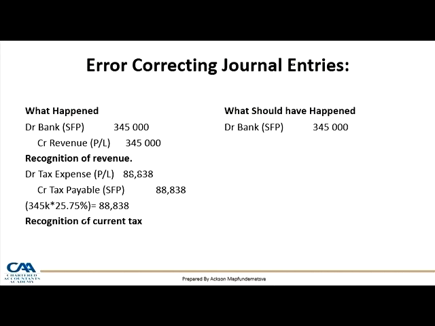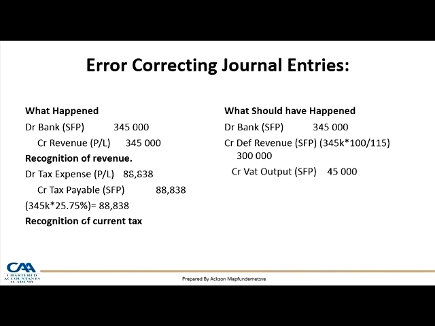And then you map out what should have happened as your other journal. Ideally the accountant should have debited bank with $345,000, credited deferred revenue with $300,000, since this service is only being performed 6 months later and not at the date of receipt of the $345,000, and credited VAT output of $45,000. Deferred tax of 77,250 and a tax expense of 77,250 as well, based on the 300,000 times 25.75%.